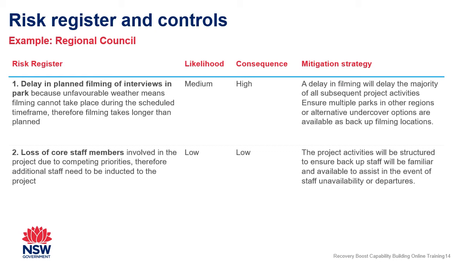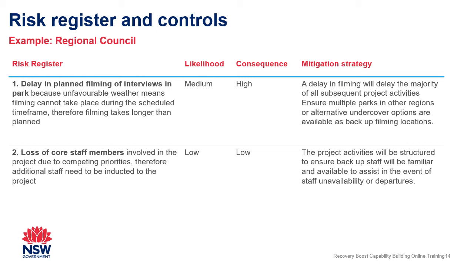The mitigation strategy describes the delay in filming will delay majority of all subsequent project activities, and we want to ensure multiple parks in other regions or alternative undercover options are available as backup filming locations. So we've ensured that there is a contingency for this particular risk to ensure that there is in fact no delay to the project.